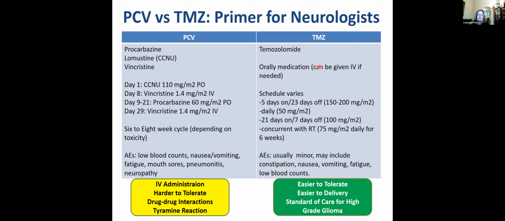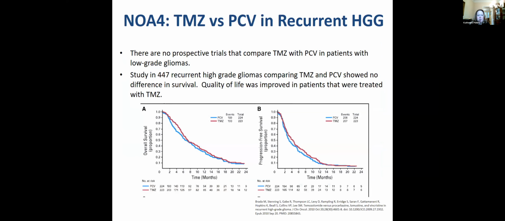But temozolomide, which is the standard of care for GBM, is an oral medication. The schedule is much easier, it's easier to tolerate and easier to deliver, and it's the standard of care for high-grade glioma. So there are no prospective trials comparing TMZ to PCV in low-grade gliomas, but there was one in high-grade gliomas. This was really grade 3 tumors, and what they found was there was really no difference between overall survival and progression-free survival.